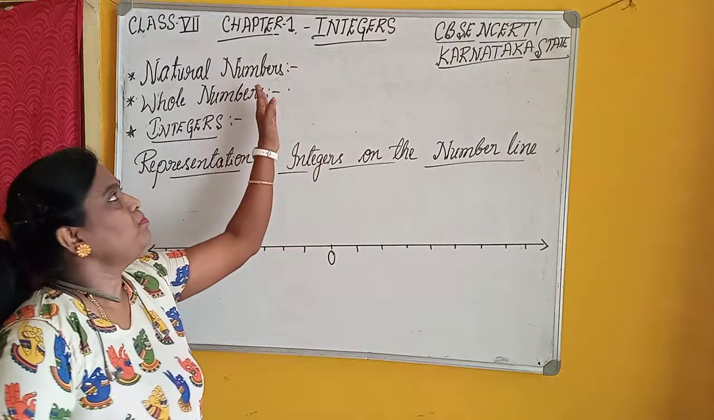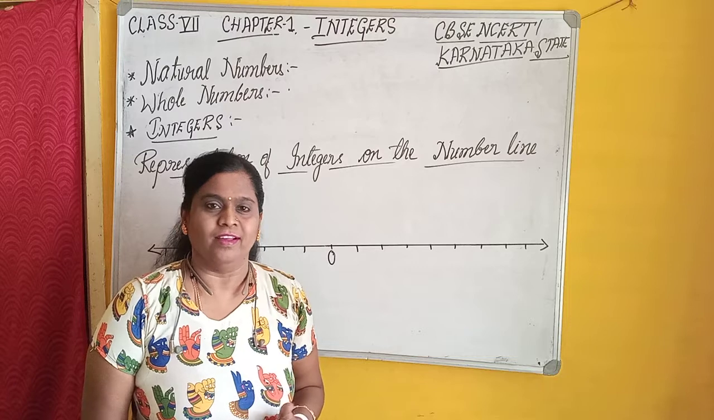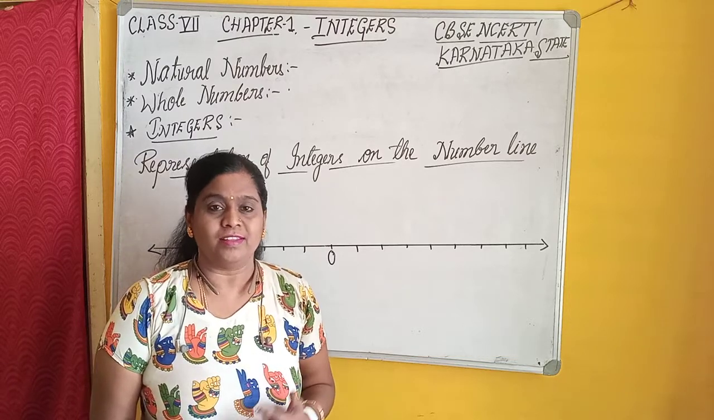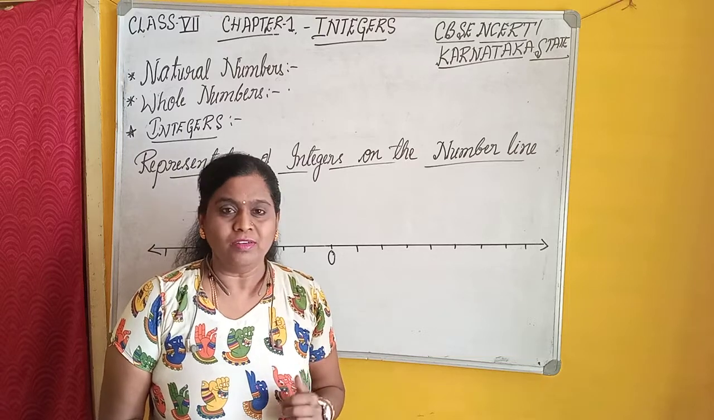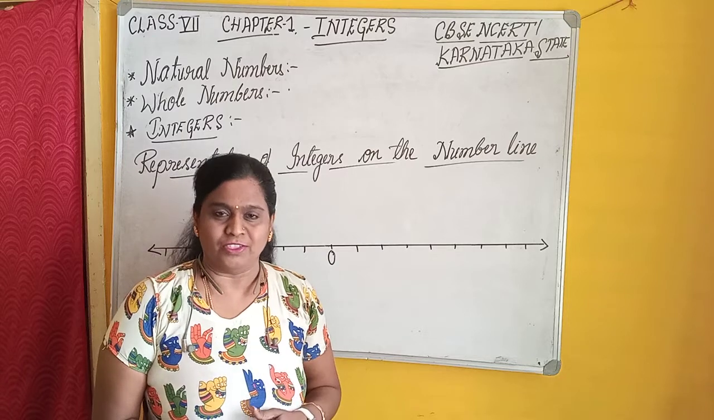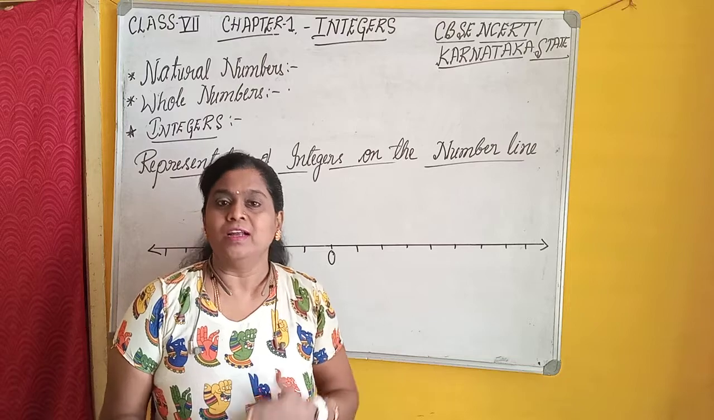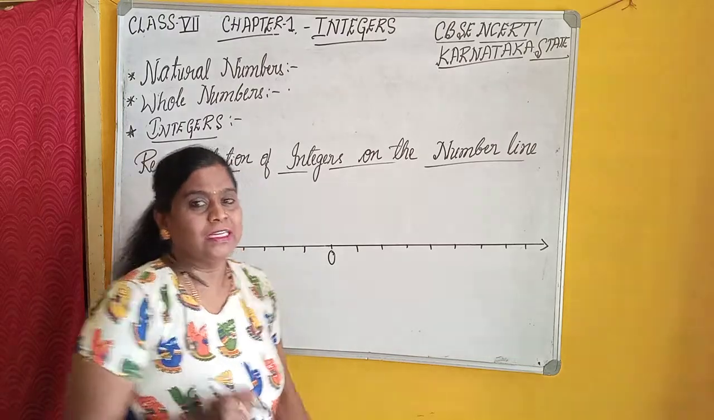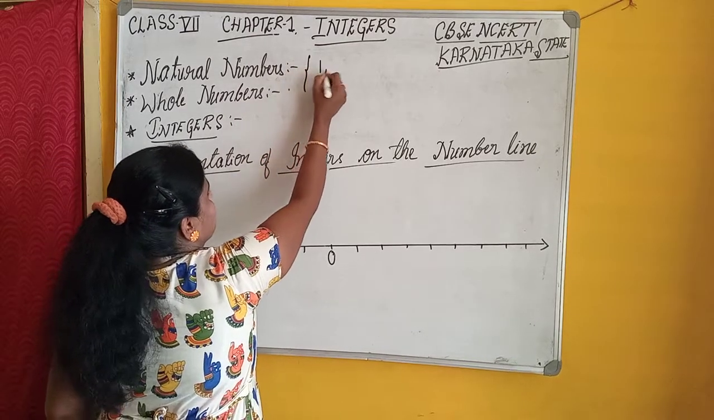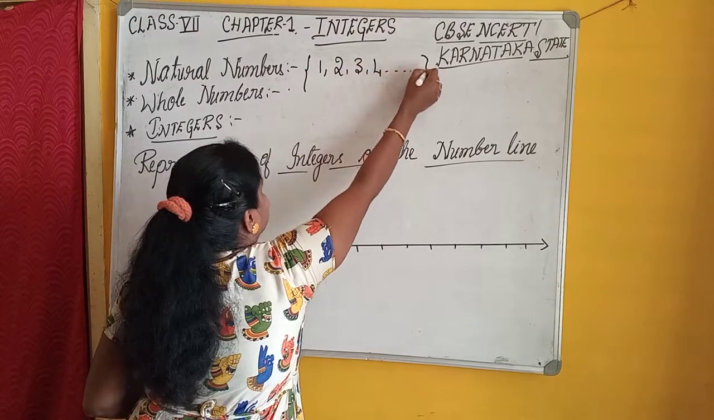In that, chapter 1, integers. Students, you have studied the numbers in the previous classes, isn't it? In that, you studied the natural numbers. Can you recall what natural numbers are? Yeah, the counting numbers are called the natural numbers. The numbers start from 1, 2, 3, 4, etc. The set of counting numbers are called the natural numbers. Natural numbers are the set of counting numbers up to infinity.